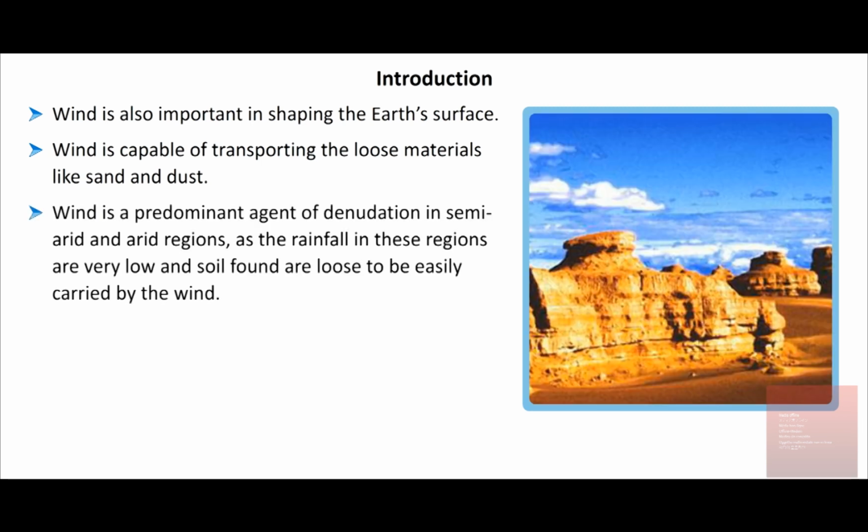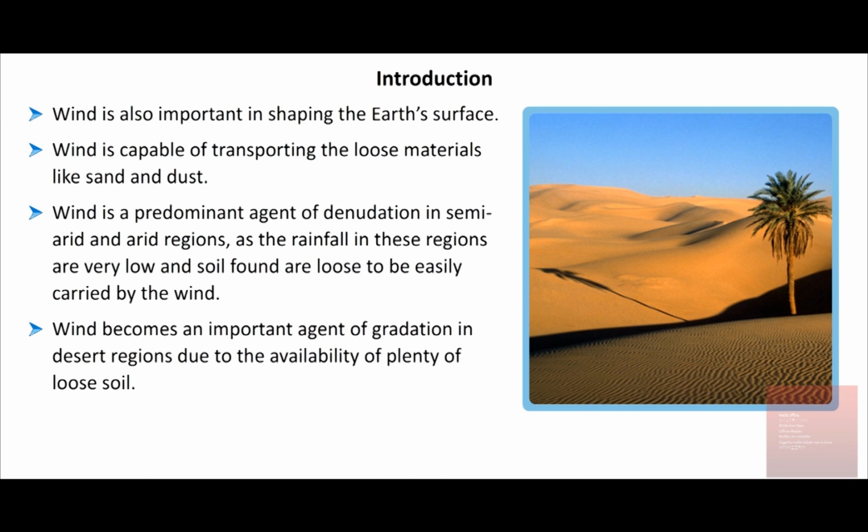Wind is a predominant agent of denudation in semi-arid and arid regions, as the rainfall in these regions is very low and soil found is loose enough to be easily carried by the wind. Wind becomes an important agent of gradation in desert regions due to the availability of plenty of loose soil. Many interesting features are formed here by wind action.